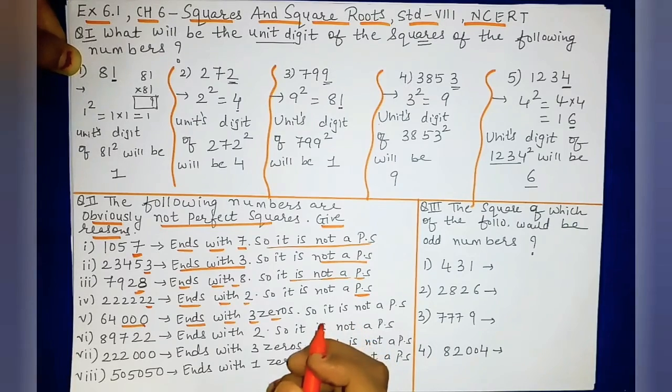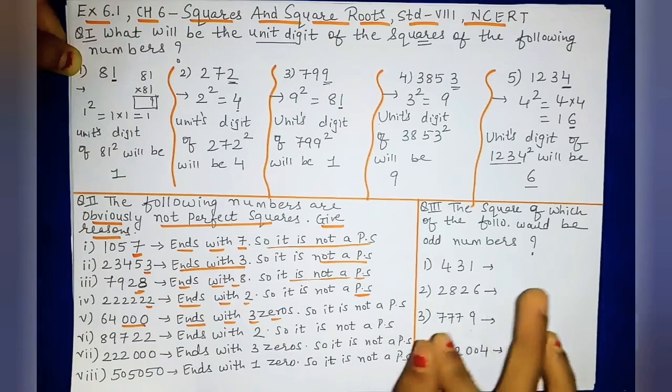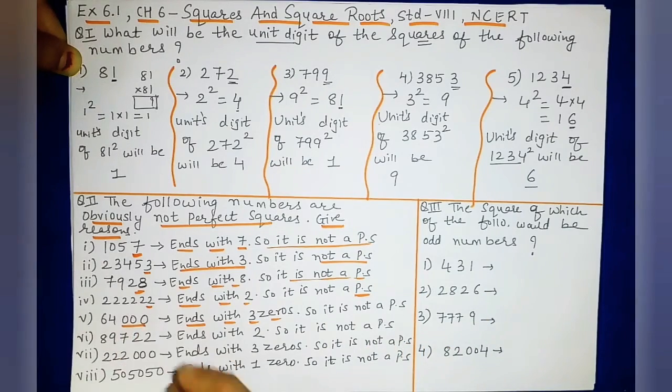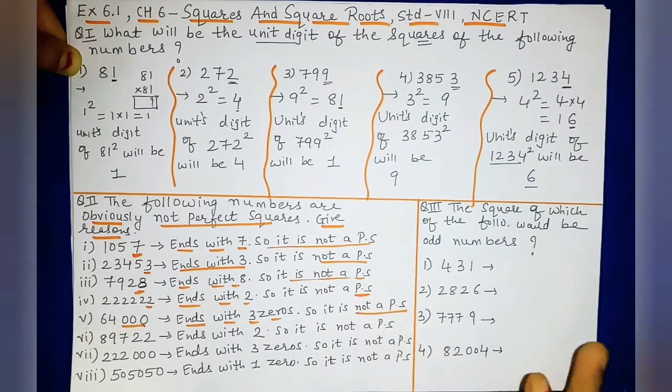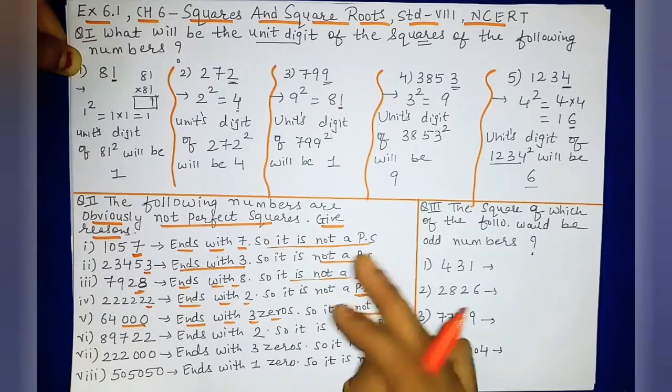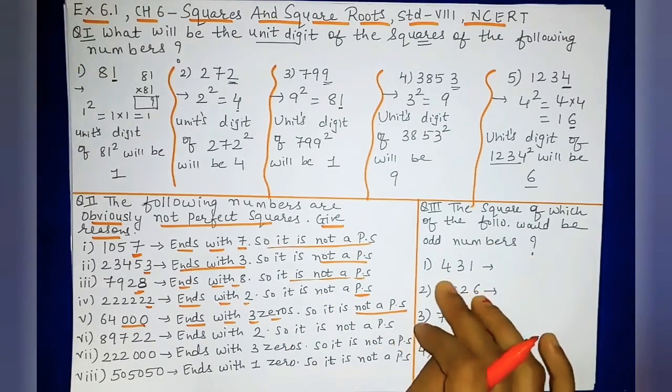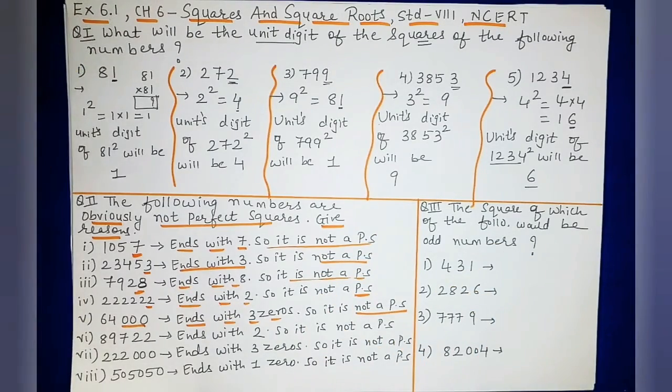If it ends with 30, 50, 10 or 70, meaning any odd number of zeros, it is not a perfect square, because when we multiply 2 times, the number of 0s will get doubled. So it cannot be odd number of times. So this is not possible.